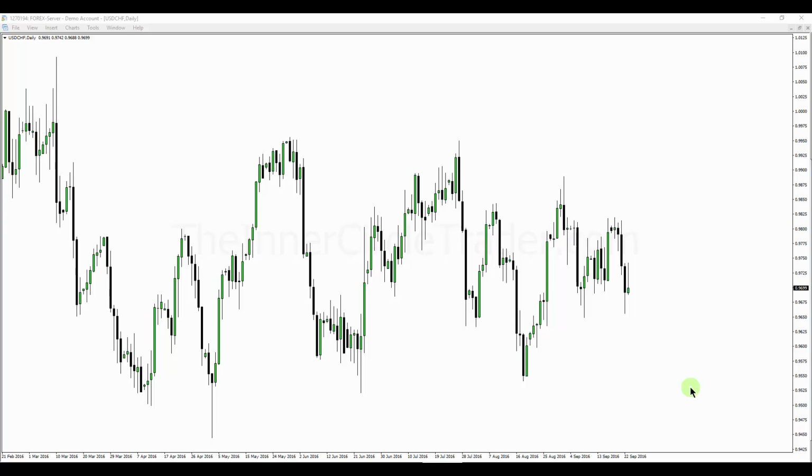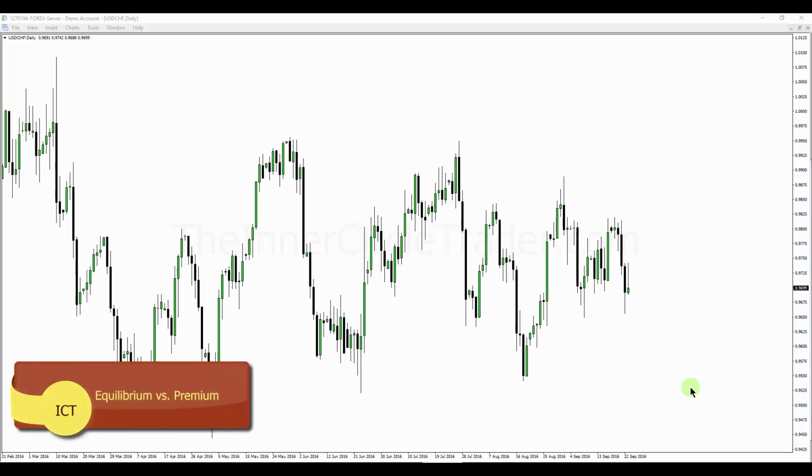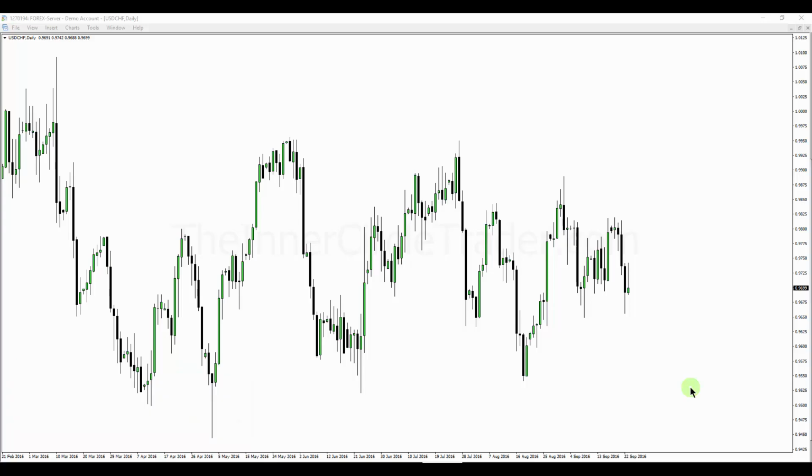In the previous tutorial, session 4, we looked at equilibrium versus discount. This session, we're going to be looking at equilibrium versus premium. We went through a great deal of content in regards to discount versus equilibrium, so we won't have to spend so much time with this tutorial, because everything we're selling here is basically diametrically opposed to what you would expect to see in the equilibrium versus discount teaching.